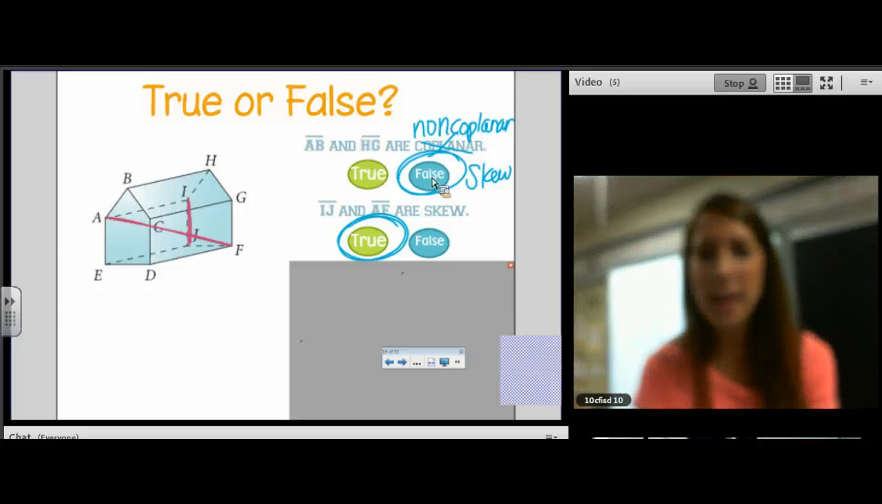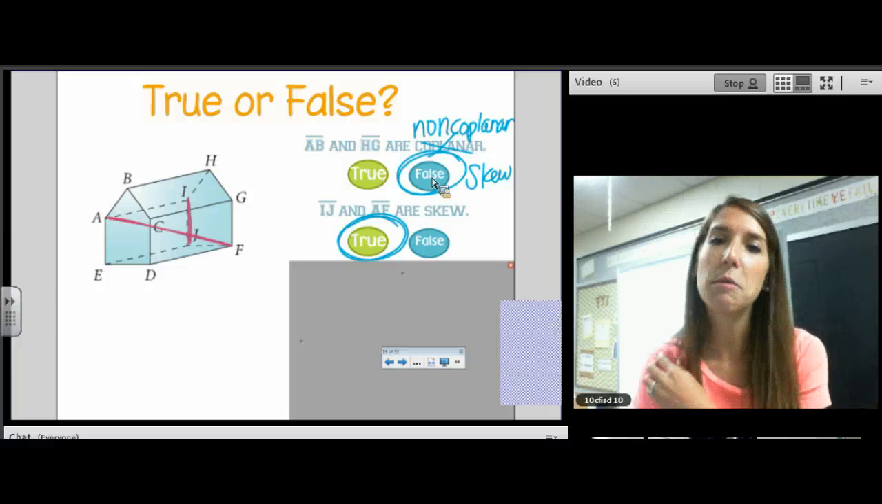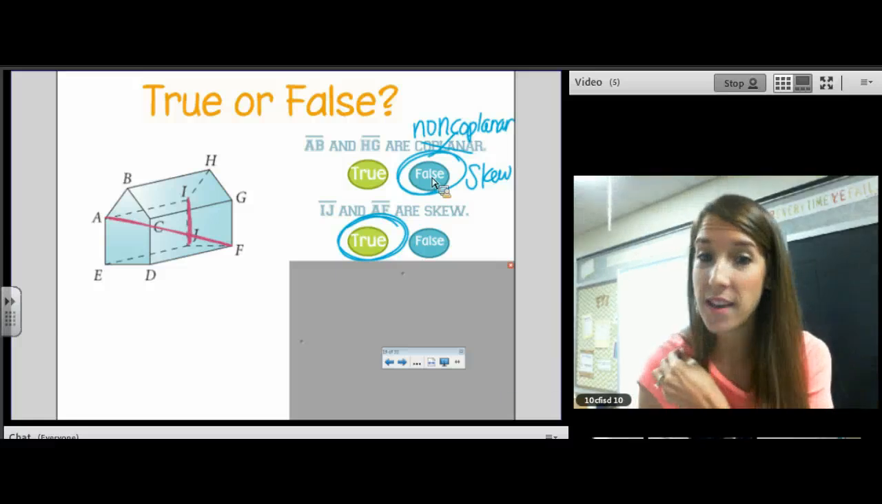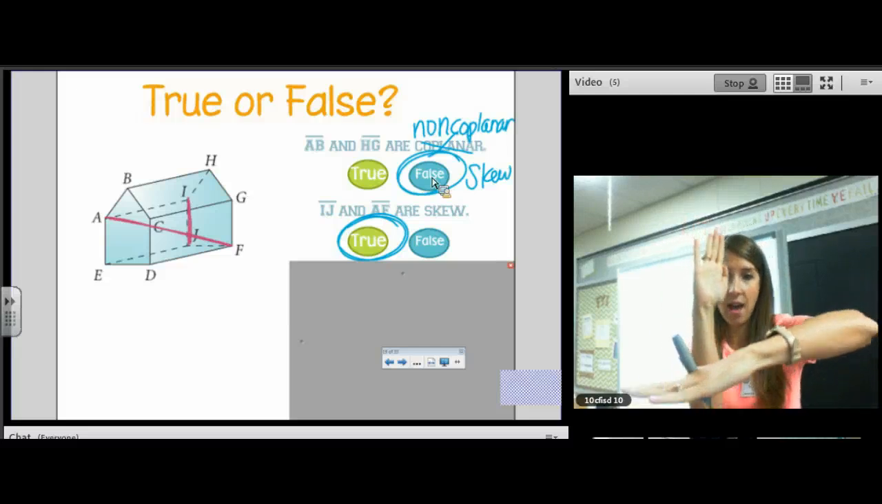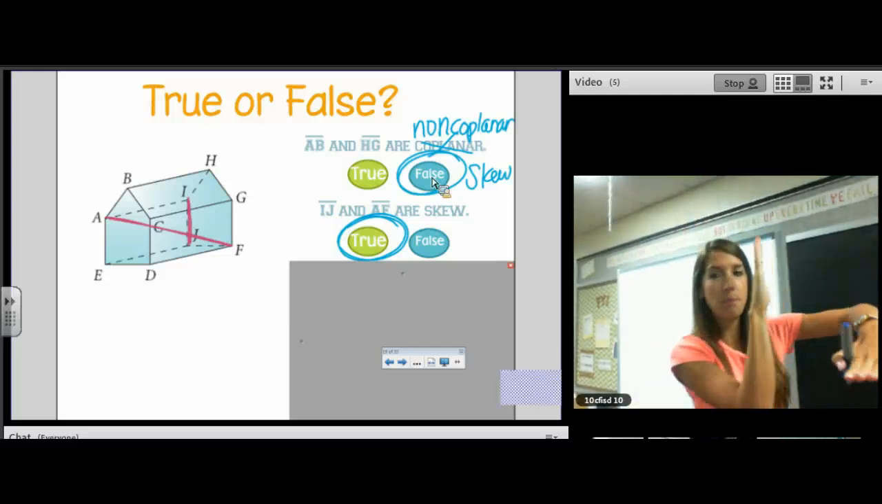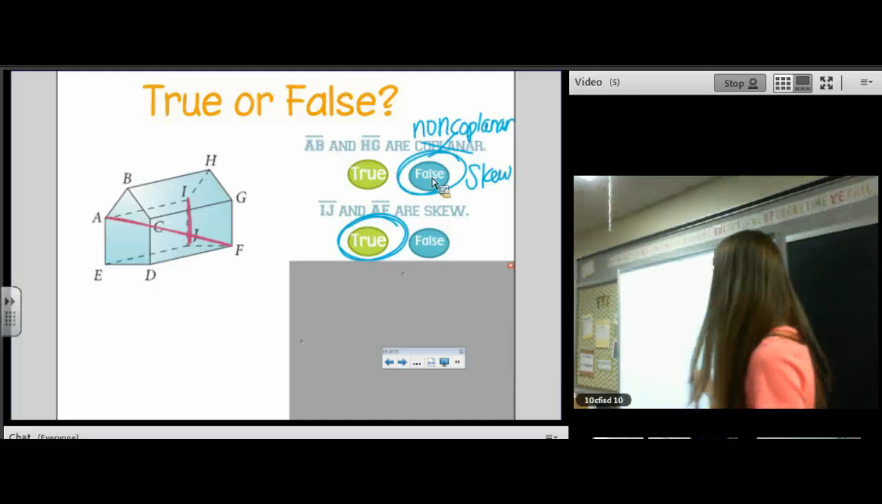Someone might say, but wait a minute, Miss Tanton, those two pink lines, those are intersecting. But you need to remember that that's a 3D figure. And that IJ in the way back is not hitting the AF coming in the front. There's space between them. So they are skew. There's depth. Yes, I like that. Good.